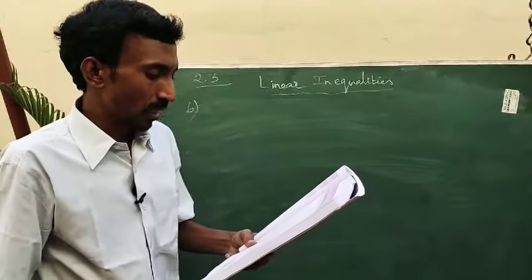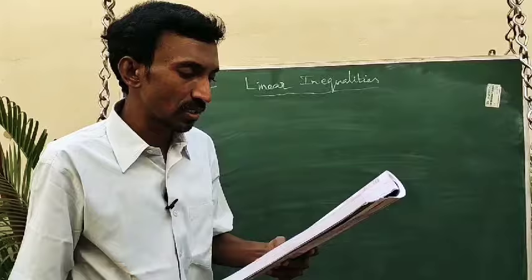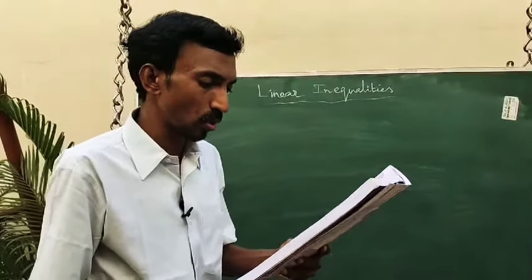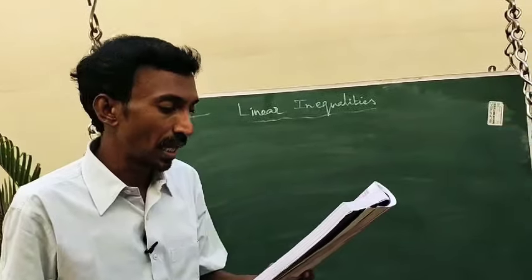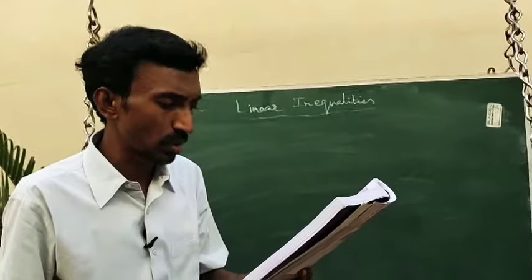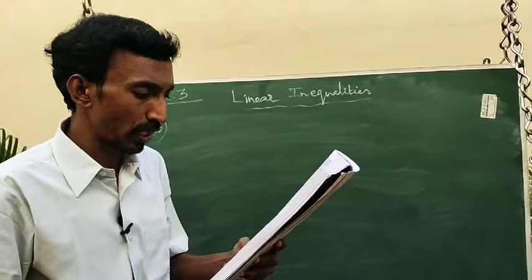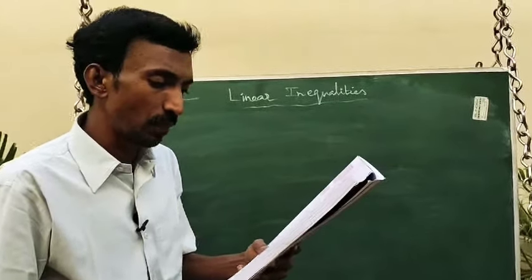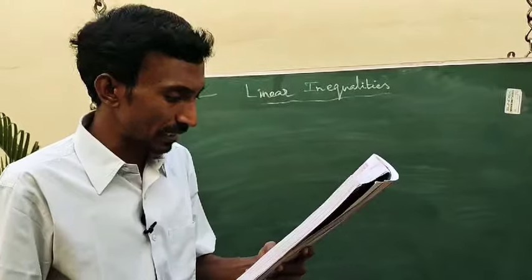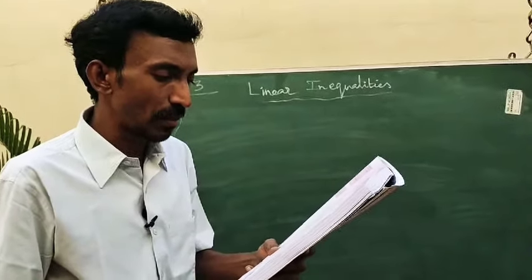Question number 6. A manufacturer has 600 liters of a 12% solution of acid. How many liters of 30% acid solution must be added to it so that the acid content in the resulting mixture will be more than 50% but less than 80%?